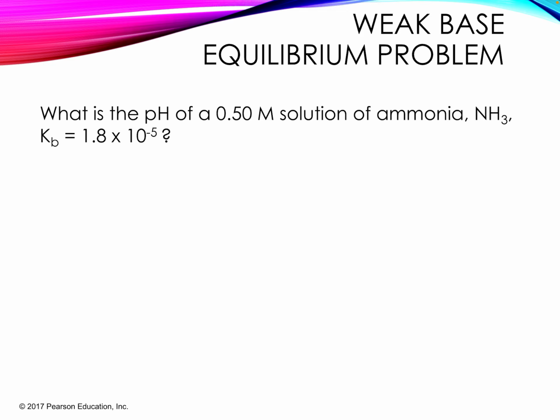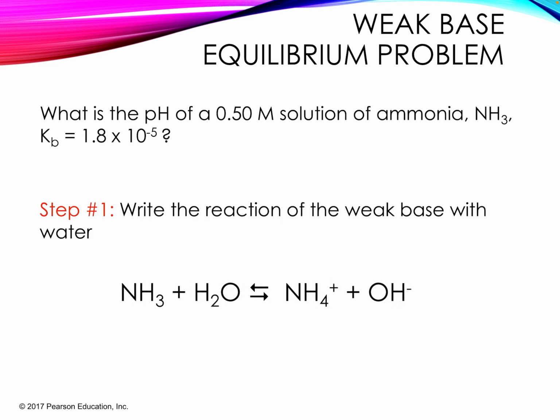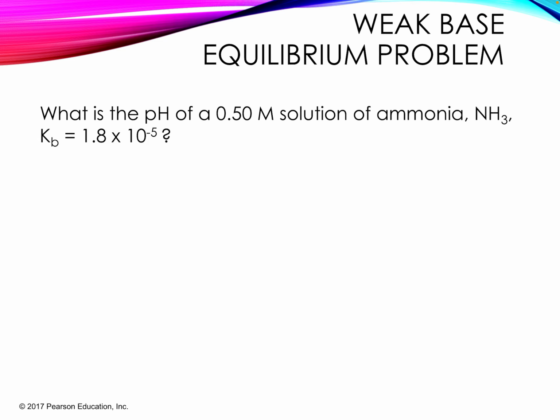All right, so our first step is to write our reaction of ammonia with water. So there it is. If we write our reaction of ammonia with water, again, ammonia is just going to pull one of the hydrogens off of water, and we're going to produce hydroxide in solution.